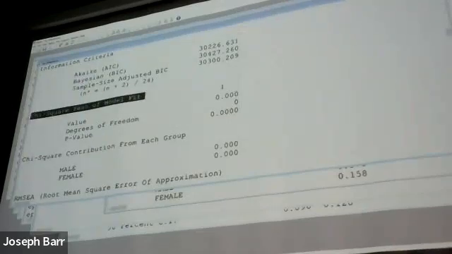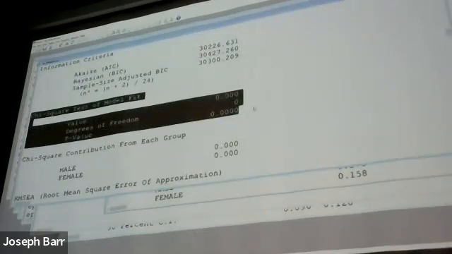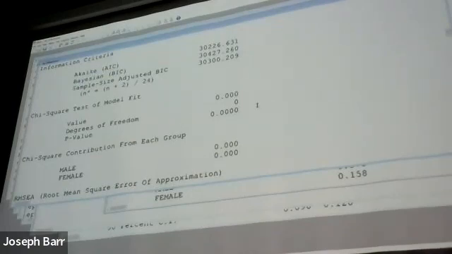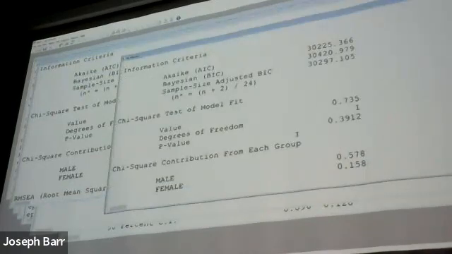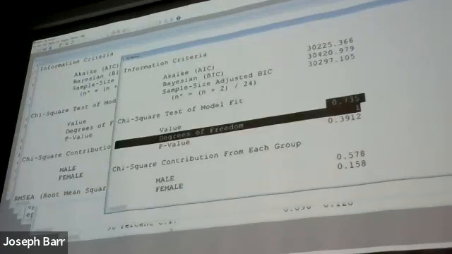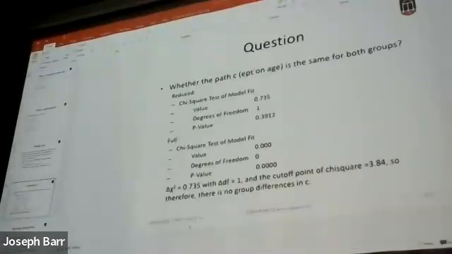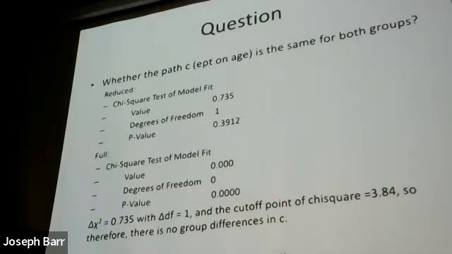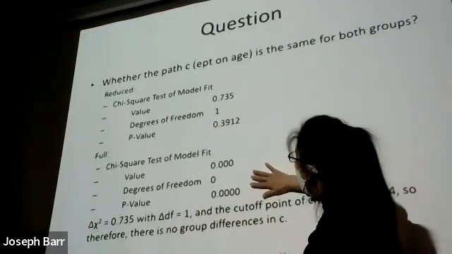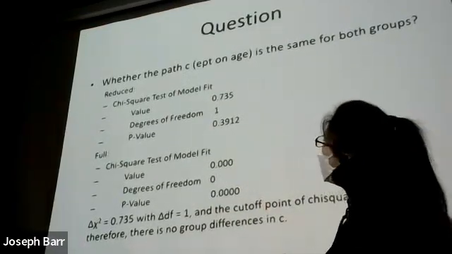this value, okay? The two groups. This is a two group analysis by allowing all the parameters to be different. But for this model, we assume that the C path is the same. And then this is the result, okay?